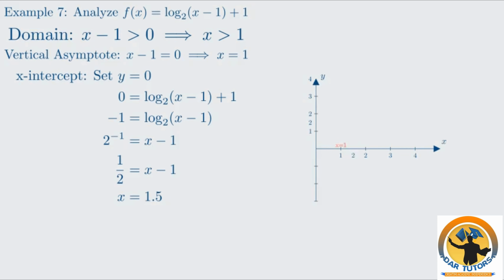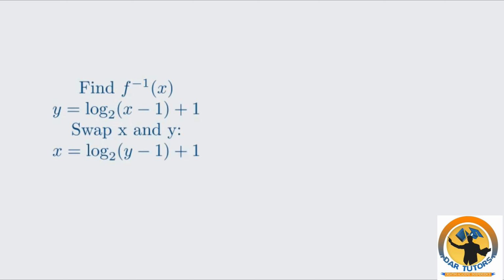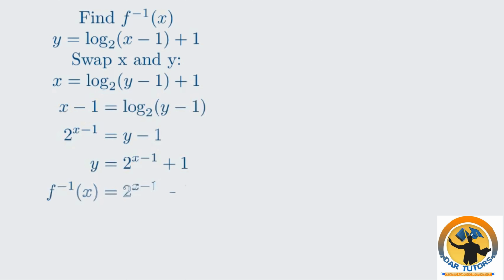Here's the graph. You can see the vertical asymptote at x equals 1 and the x-intercept at 1.5. The graph is the basic log base 2 of x graph shifted 1 unit to the right and 1 unit up. Finally, let's find the inverse function, f inverse of x. We start with y equals the function. To find the inverse, we swap x and y. So x equals log base 2 of (y minus 1), plus 1. Now we solve for y. Subtract 1 from both sides. Convert to exponential form. y minus 1 equals 2 to the power of x minus 1.